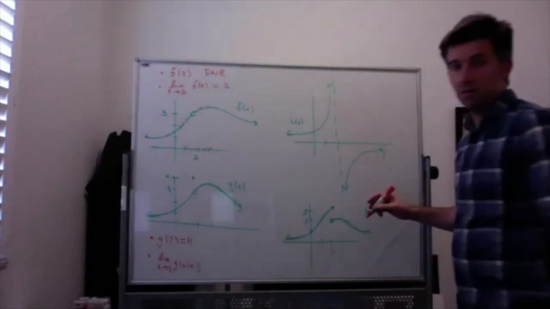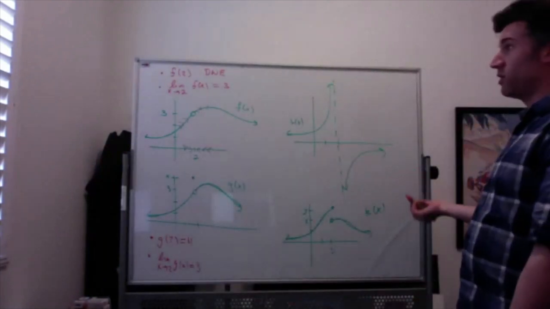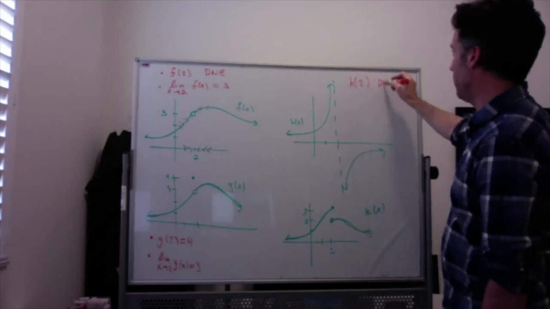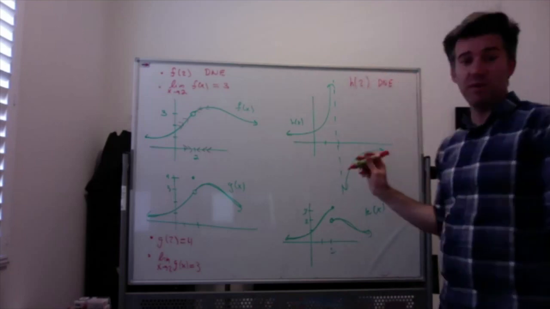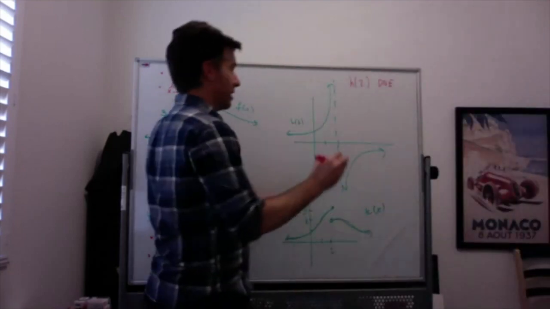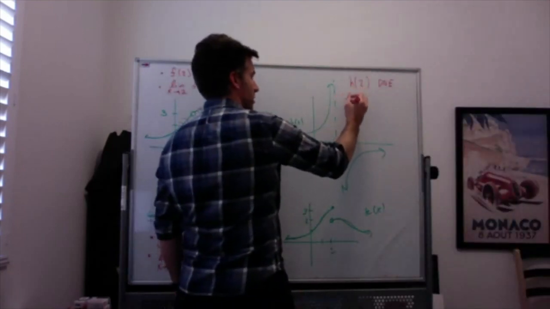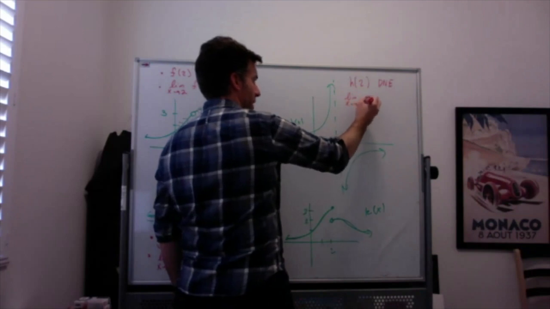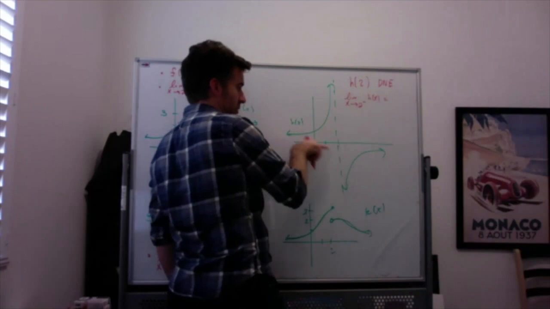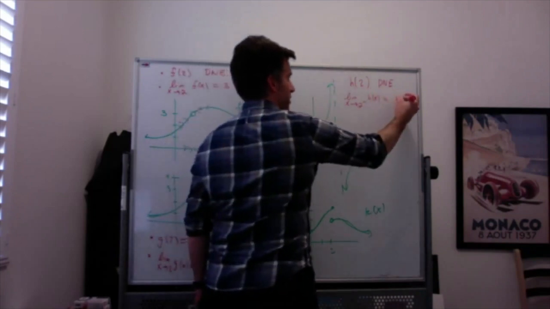This one here, the function definitely doesn't exist at 2. H of 2 is also undefined. And the limit really doesn't exist, right? In fact, I should talk about how the left-hand limit, so the limit as x approaches 2 from the left, is going, so as you approach 2 from the left, we're going to positive 3.